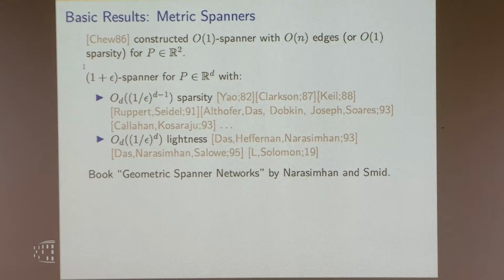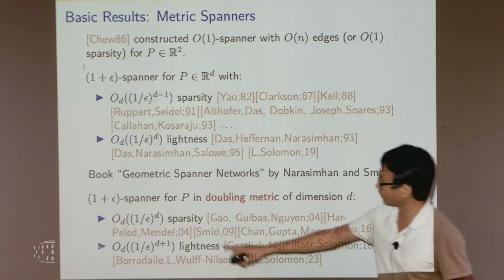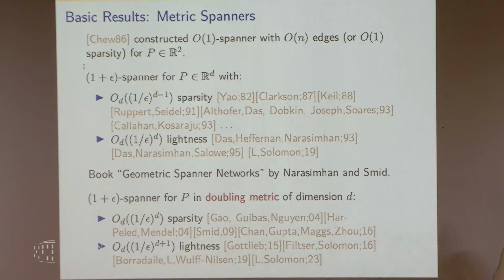Understanding Lightness is much more difficult, so we only settled it very recently. But sparsity is very well understood. There's a whole book about this. For doubling metrics, you can get a similar result: sparsity 1 over epsilon to the power of d, and then lightness is also off by another 1 over epsilon factor. And this offset between sparsity and lightness seems to be necessary.